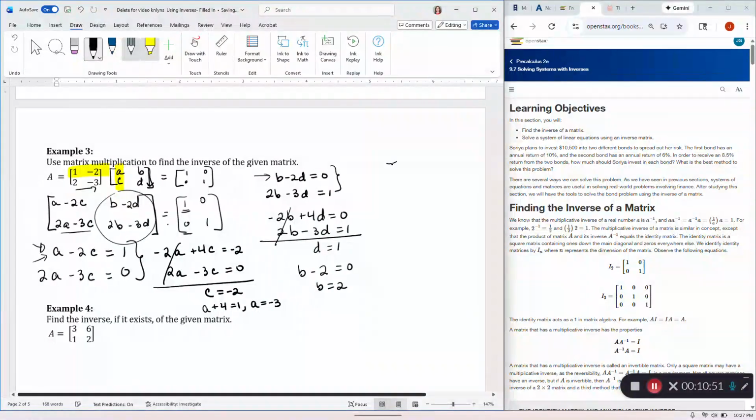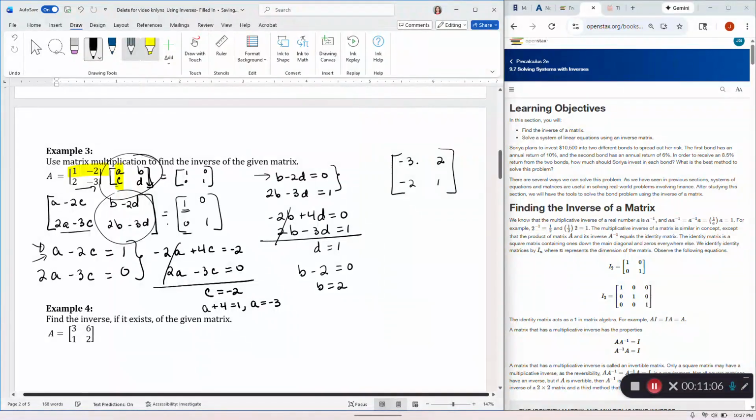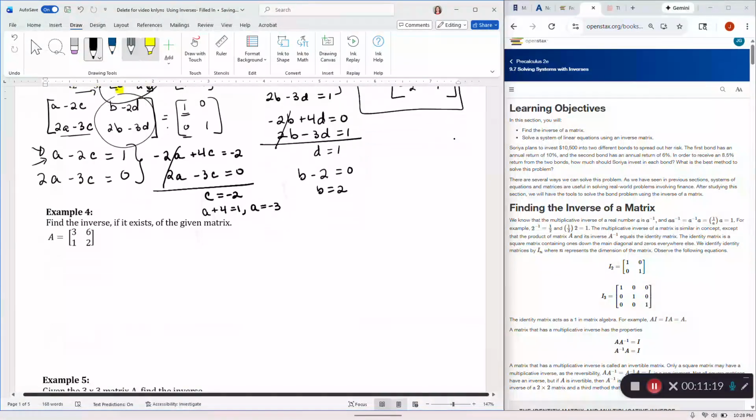So I can say that the inverse of A, B, C, D is A, B, C, D. There's my inverse. Okay? All right. So that's one way to do it. It's more algebraic. Here's the next way we can do it.